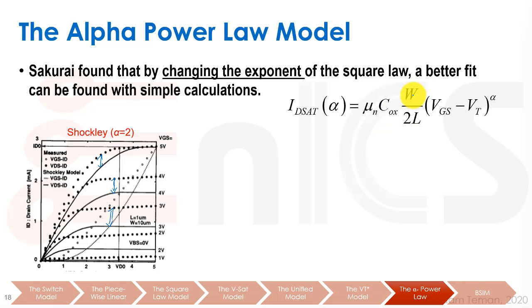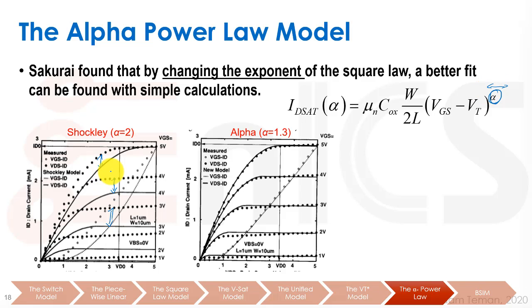But what is the Shockley model? It's mu Cox W over 2L, (VGS minus VT) squared. Well, let's change the square into an alpha, play around with this alpha, move it left and right, and see if we can move the graphs and make them fit. And wondrously, if we took alpha equal to 1.3, look how nicely the curves fit onto the measurements. That's the alpha power law model, and it has been used on many occasions to make a good estimation for what a short channel transistor is going to do.